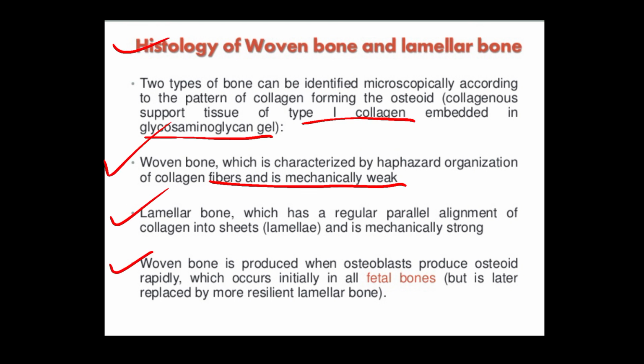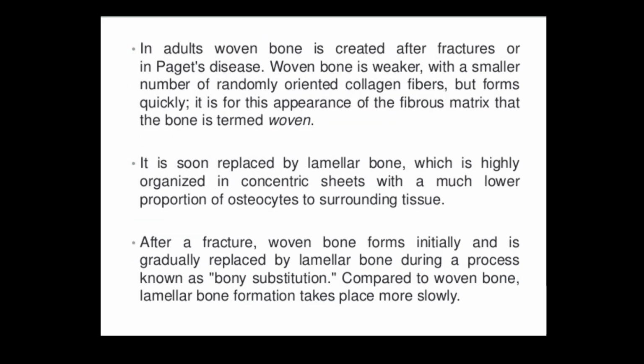Woven bone is produced when osteoblasts produce osteoid rapidly, which occurs initially in all fetal bone, but later it is replaced by more resilient lamellar bone. In adults, woven bone is created after a fracture or in Paget's disease. Woven bone is weaker with a smaller number of randomly oriented collagen fibers, but forms quickly. It is for this appearance of the fibrous matrix that the bone is termed woven.